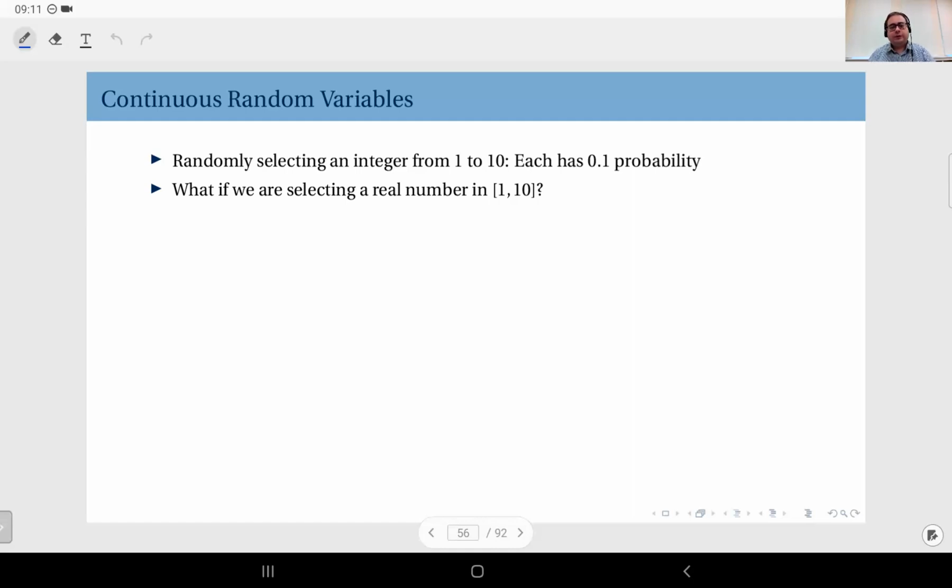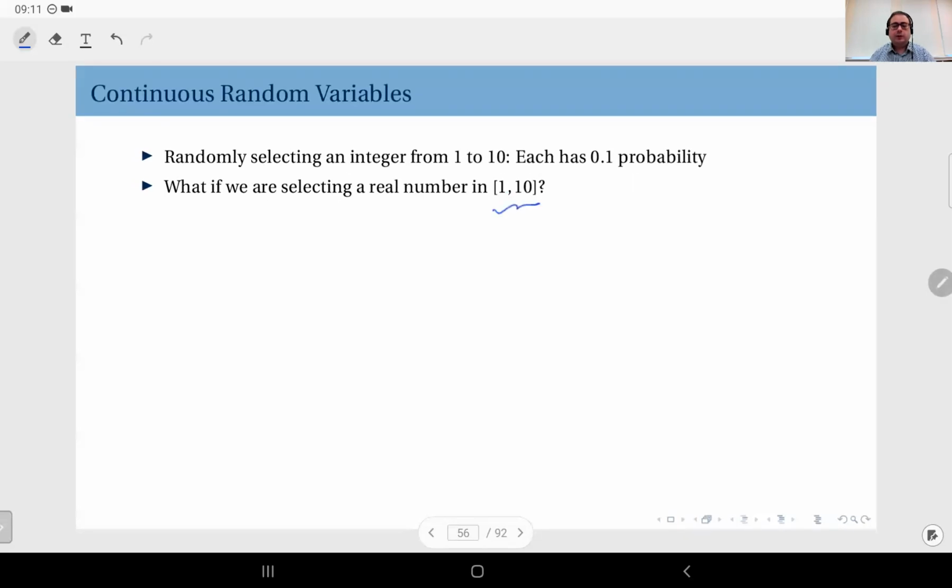Okay, so this is an example of a continuous random experiment because the sample space now is this interval, and it's not a discrete set. You cannot separately list all possible outcomes here. It's a continuum. So the sample space is a continuous interval, and therefore the random variable produced through this random experiment is what we call a continuous random variable.